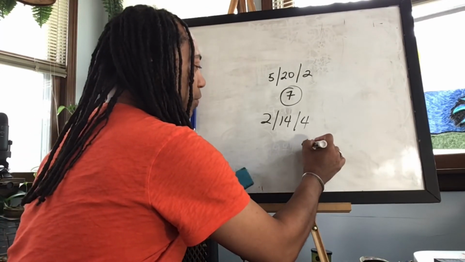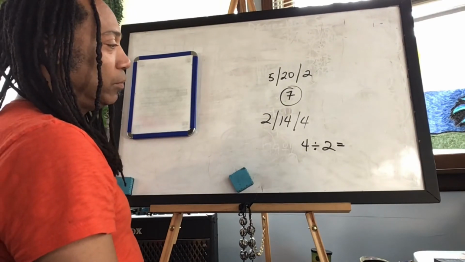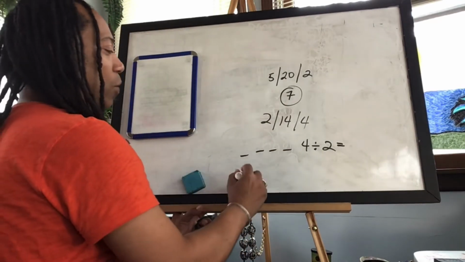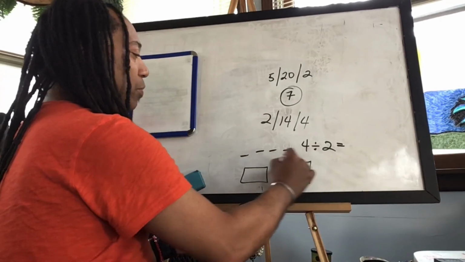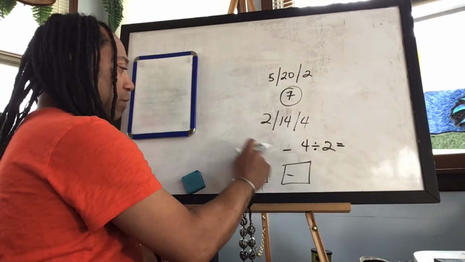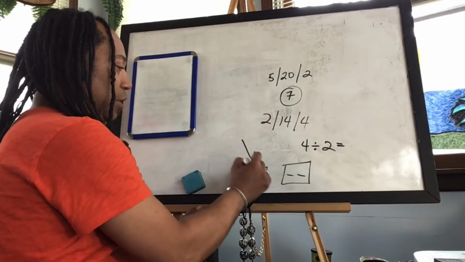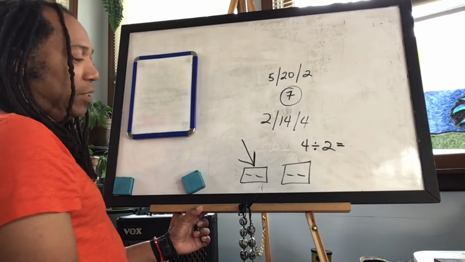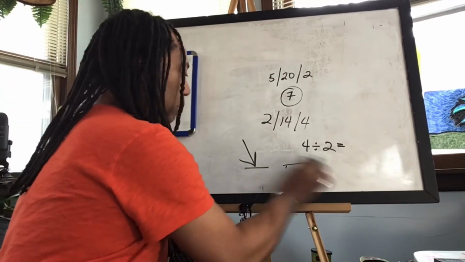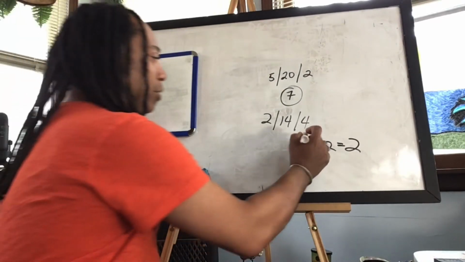What if I do this? 4 divided by 2. If I have 4, 1, 2, 3, 4, and I want to separate them into 2, 1, 2, I go 1 for you, 1 for you, and my answer is what one of them gets, because they get the same thing, and that's 2. So the answer is 2.